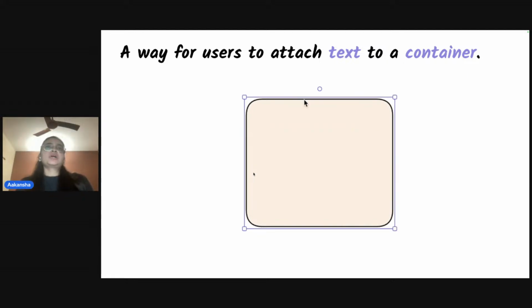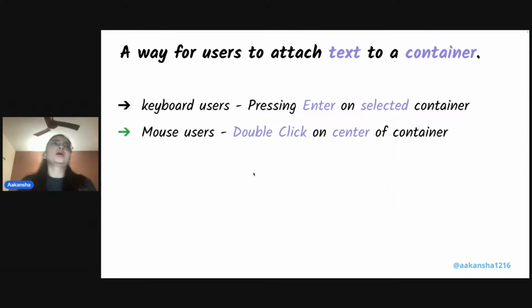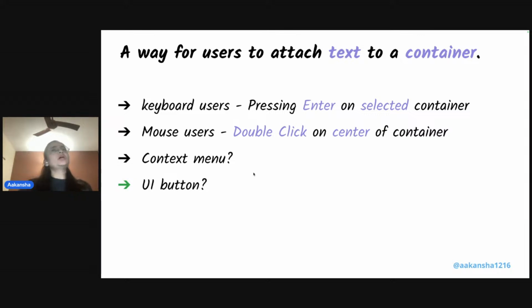Keeping this in mind, let's consider this as one of the ways for keyboard users, that pressing enter on the selected container. For mouse users, maybe double clicking on the center of the container, maybe some way with the context menu you want to build, maybe some UI button in your app which also helps you attach the text to the container, or maybe something else which is not even listed here. There can be multiple ways to build a feature. I'm not going to dive into each of it. That is not really the scope of the talk.